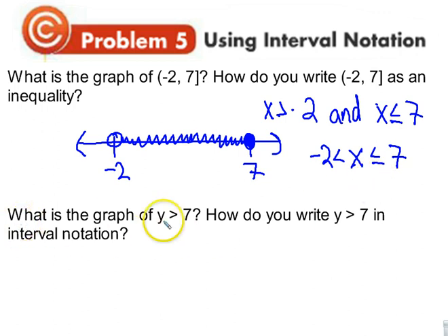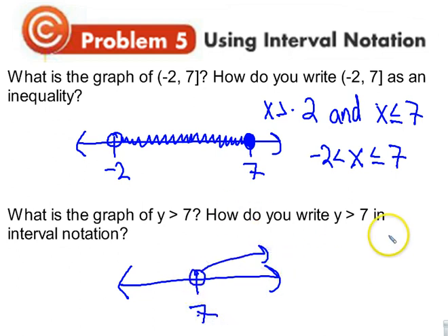Okay, so now this one's asking, what is the graph of y is greater than 7? So that one's not that difficult. We put a 7. We do an open circle and we shade to the right. How do we write that in interval notation? Okay, so the left-hand side is 7. It's going in the positive infinity direction. Okay. This is an open circle, so we're going to put a parentheses, and we put a parentheses on the other side. Okay, so this is interval notation.